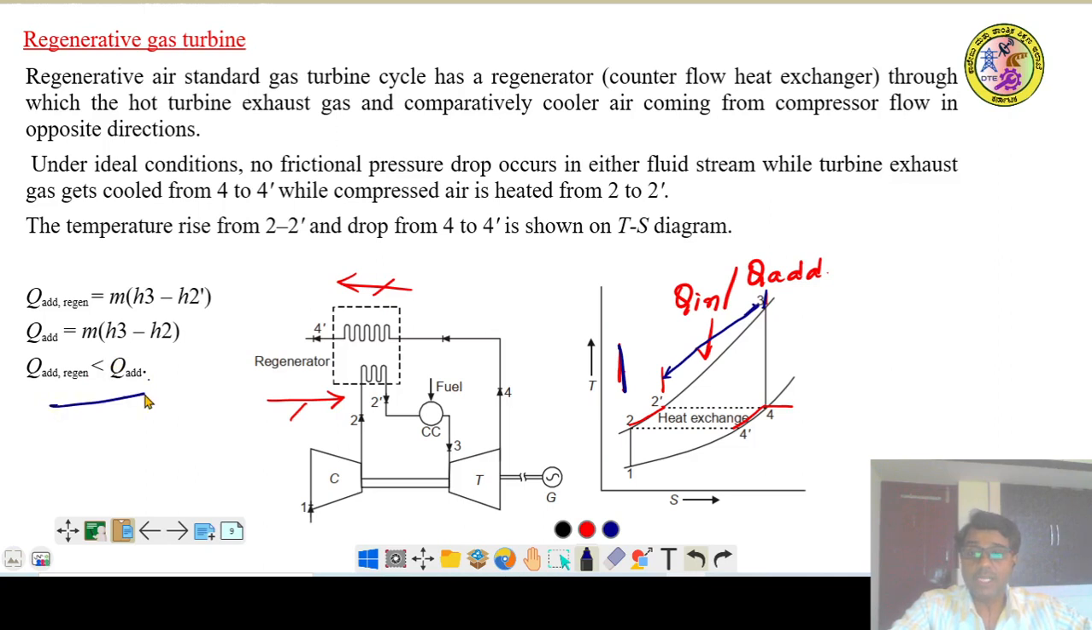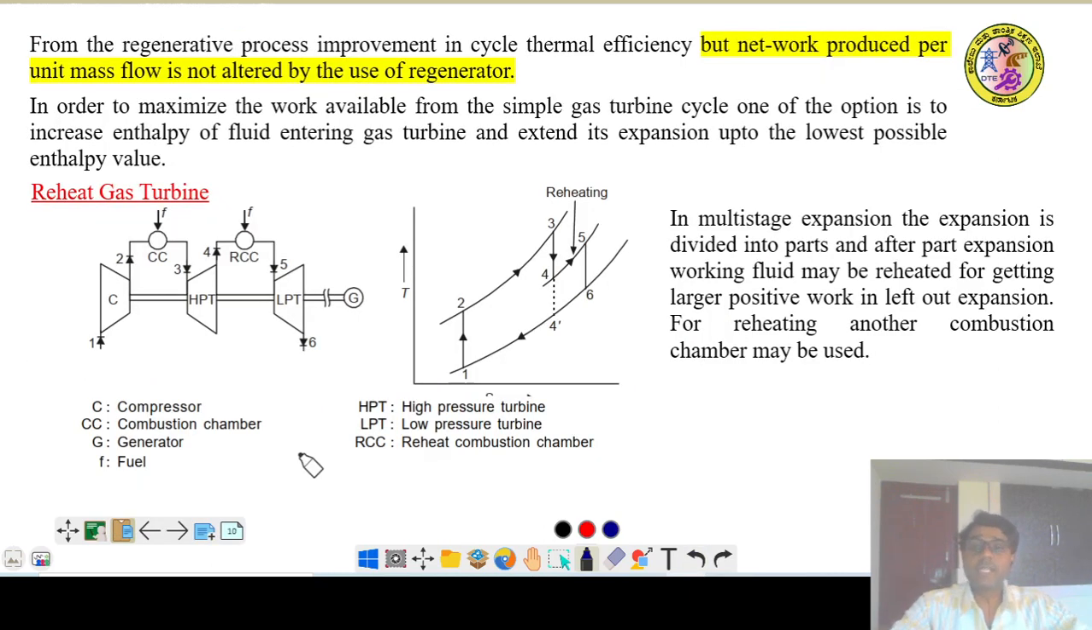So when we use the regenerator, the fuel supplied and the heat addition are reduced. If the heat addition is less, the fuel supply is reduced while the work output stays the same, so the efficiency is going to be increased. So from the regenerative process, there is an improvement in cycle thermal efficiency, because the heat addition is reduced while the work stays the same.